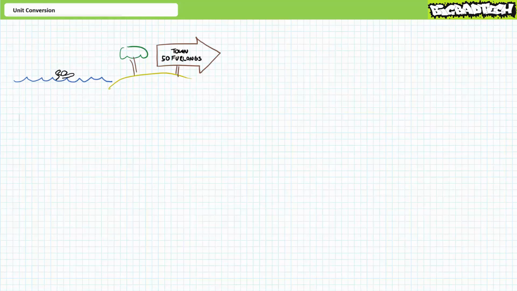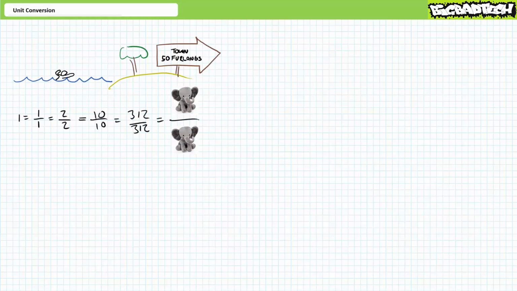Allow me to demonstrate. Some of you might be under the impression that there is only one 1, but that is far from the truth. There in fact exist infinite flavors of 1. For example, 1 over 1 could rightly be called 1, as could 2 over 2, 10 over 10, or following this line of thought, 312 over 312, or elephant over elephant. Long story short, you can make a 1 out of anything divided by itself. As long as that thing above the fraction line, i.e. the numerator, is equal to that thing below it, i.e. the denominator, you have yourself a 1.